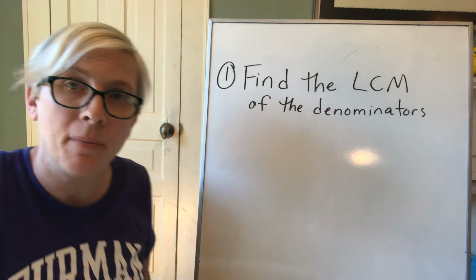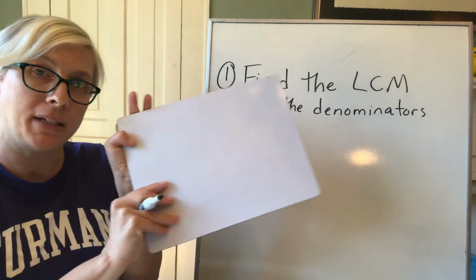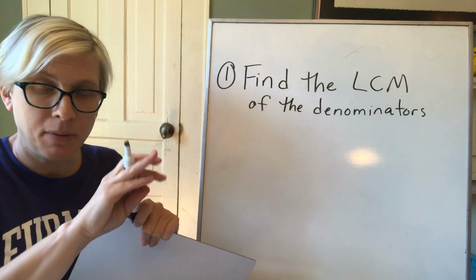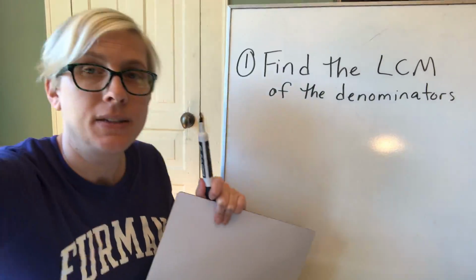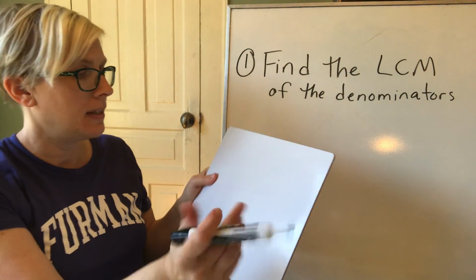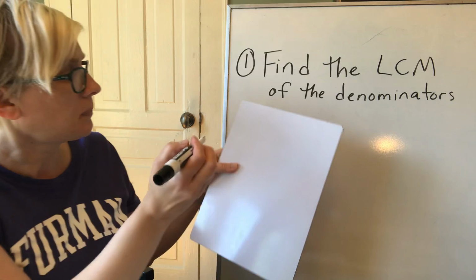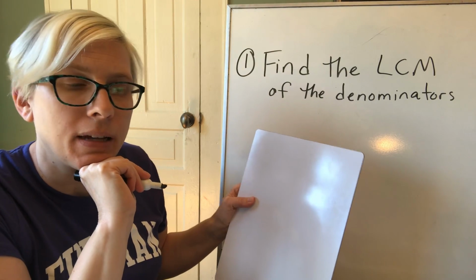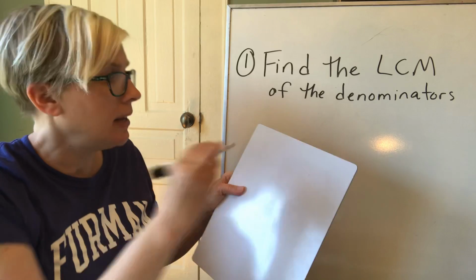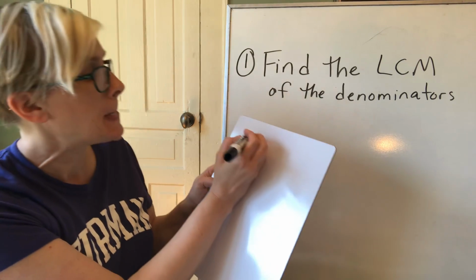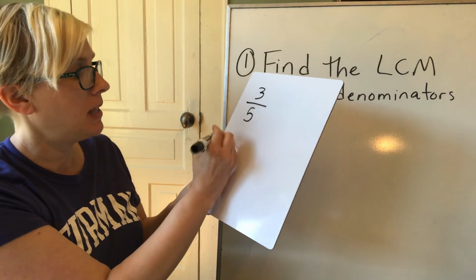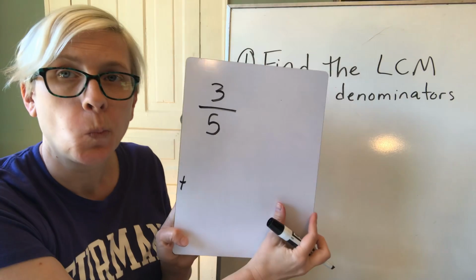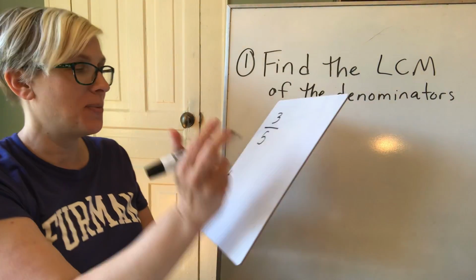Okay, so I'm going to do an example problem on my smaller whiteboard, and I'm going to be following along with fraction pieces on our mat. Okay, so let's think of a problem that's two fractions with unlike denominators. Let's try 3/5 plus 1/10.